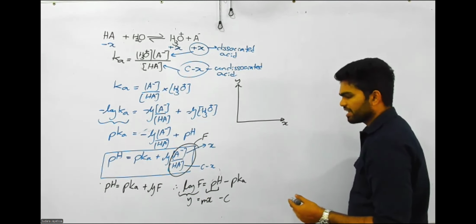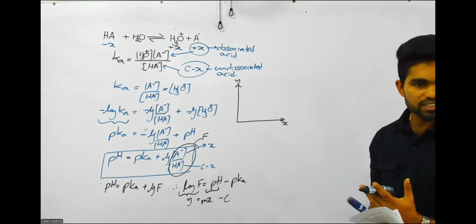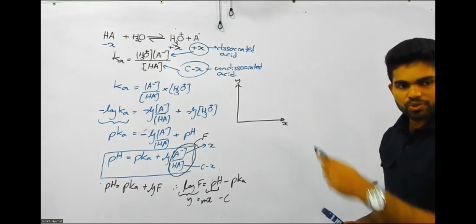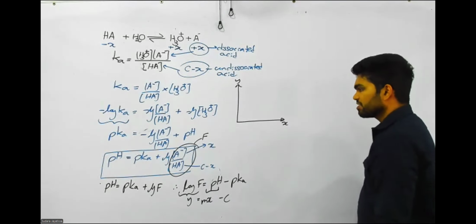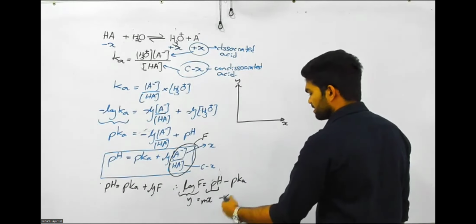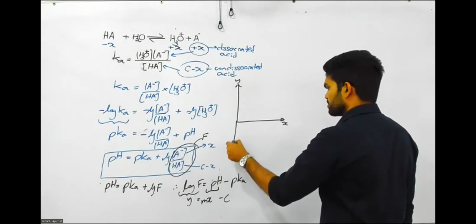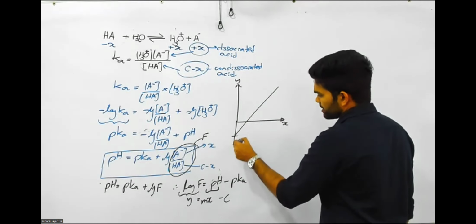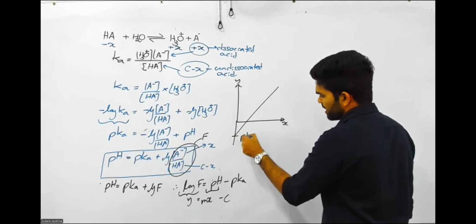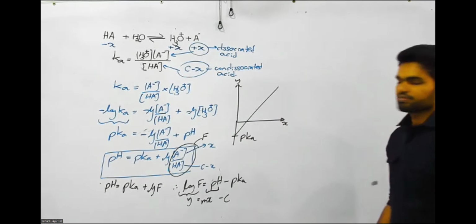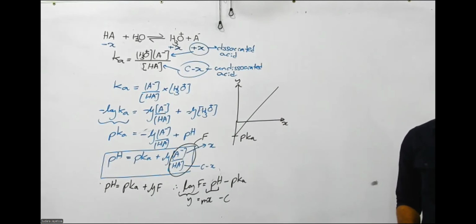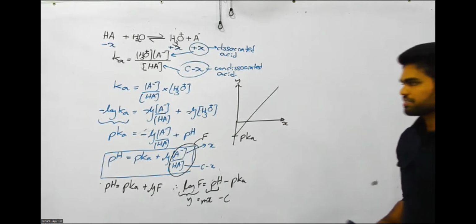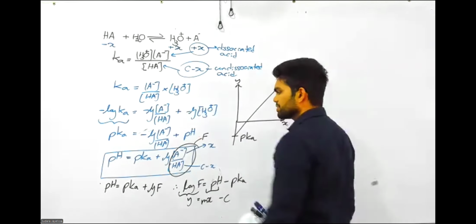It is a straight line and has a positive gradient. It should be bending to the right. And then it will have a minus intercept. So the graph will look like this. And this is your what? pKa. Understood that question? I sort of told you the derivation also.